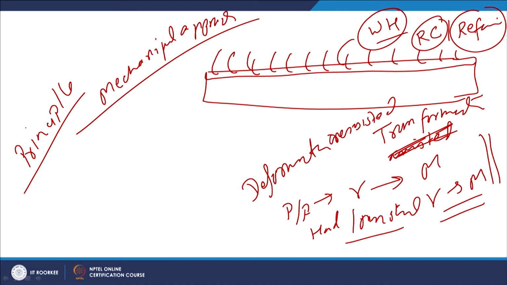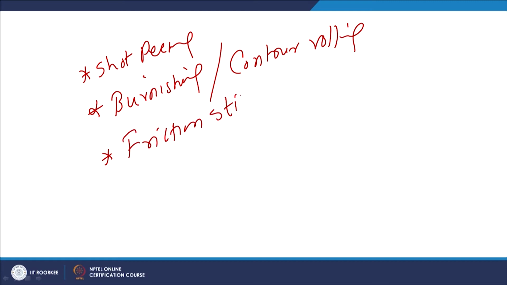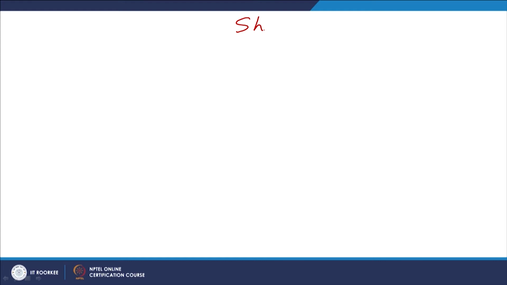Under this category we have three methods. One method is called shot peening, the second method is burnishing, and a similar kind of method is also contour rolling. Both methods are of a similar kind, and the third method is friction stir processing. In all these three methods, controlled surface layer deformation is achieved. Now, one by one I will be talking about all these methods.